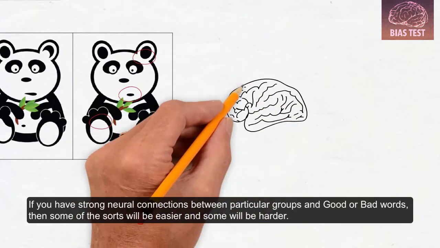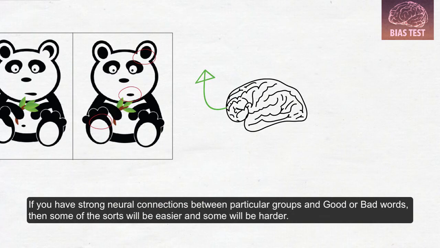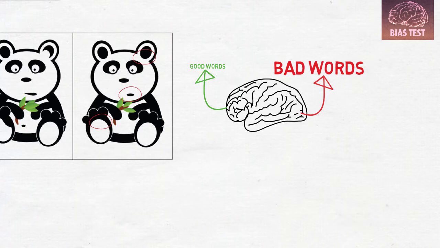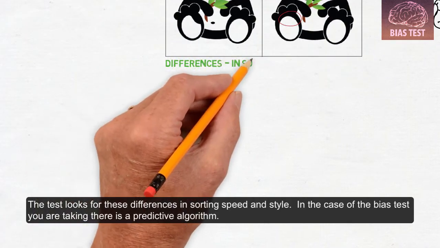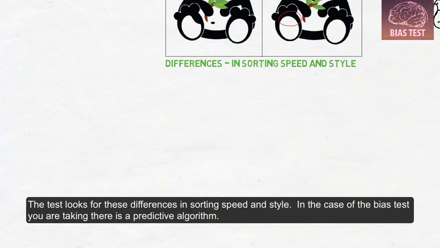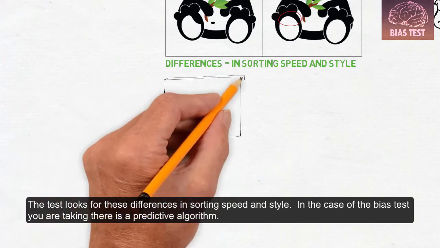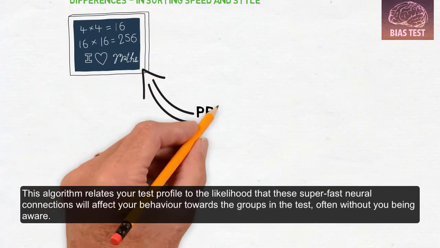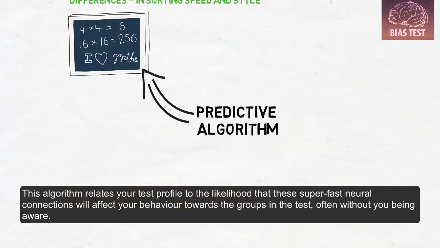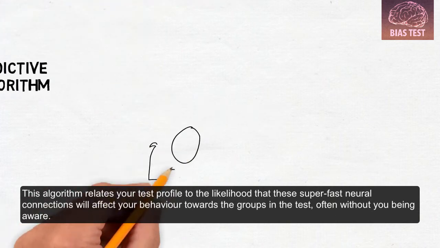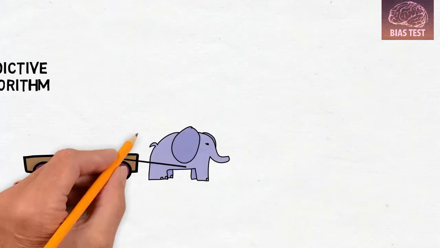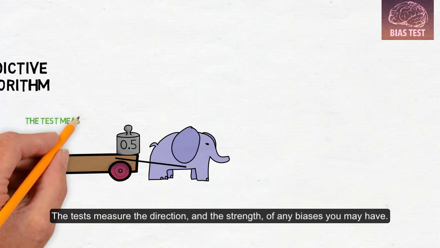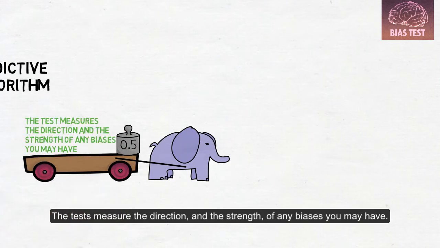If you have strong neural connections between particular groups and good or bad words, then some of the sorts will be easier and some will be harder. The test looks for these differences in sorting speed and style. In the case of the bias test you are taking, there is a predictive algorithm. This algorithm relates your test profile to the likelihood that these super-fast neural connections will affect your behaviour towards the groups in the test, often without you being aware. The tests measure the direction and the strength of any biases you may have.